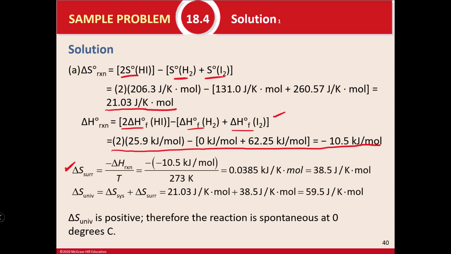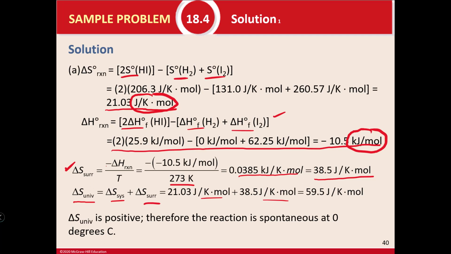Now here's where most students make a mistake. This is in kilojoules per mole. This is in joules per Kelvin mole. These have to be of the same unit before you add them together. All right, so here's what we do. We plug in the negative 10.5 kilojoules per mole, multiply that by this negative here, divide by the temperature, 273 Kelvin, 0 degrees Celsius, right? And we get this for our answer, and then we convert that into joules per Kelvin mole. Why? Because to find out what the change in entropy of the universe is, we have to add the system to the surroundings.